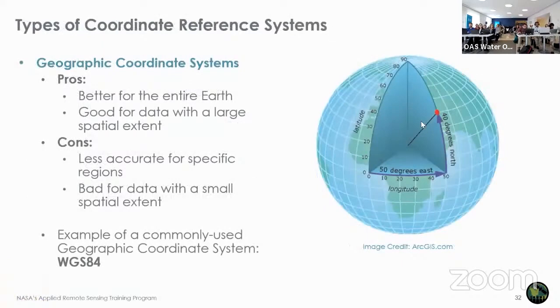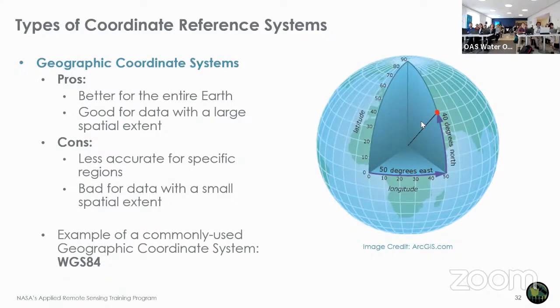A geographic system, as I mentioned before, is going to use the datum at the center of the geoid, and that's going to allow you to have an accurate map of the planet. So if you're looking at a global phenomenon, you would want to use a geographic coordinate system. Some of the benefits are it is appropriate for planetary analysis, and it's good for data with a large spatial extent. So if you're looking at maybe a hemisphere, actually both hemispheres, that would be a good one.